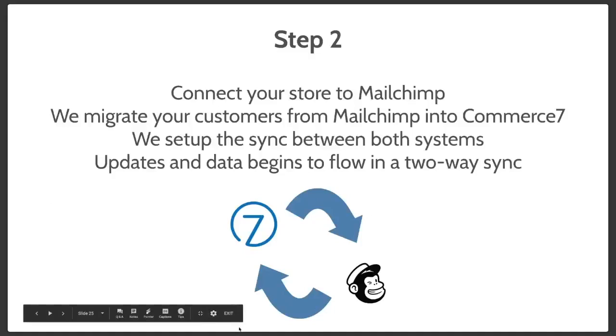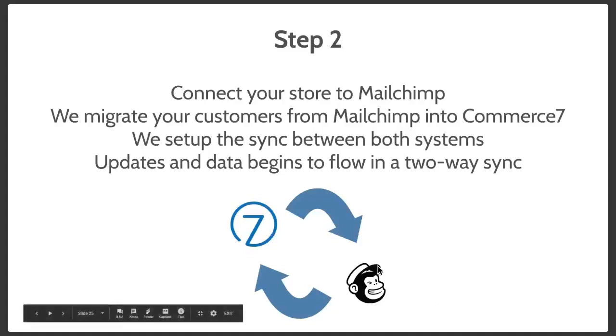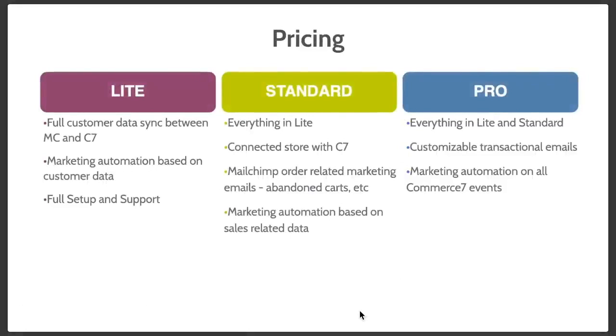Once you've chosen your tier of service, depending on the tier you choose, you'll be able to connect your store to Mailchimp if you use the standard or the pro version. Then what we do is we migrate all your customers from Mailchimp into Commerce7. We set up the sync between both systems, and then we update the data in a full two-way sync. So with this integration, this is a brief summary of what we do. There's actually a lot more steps in the background that we have to take on our end to make sure that this works properly, but this is a basic summary on setting it up.